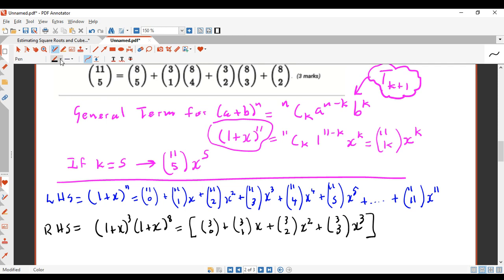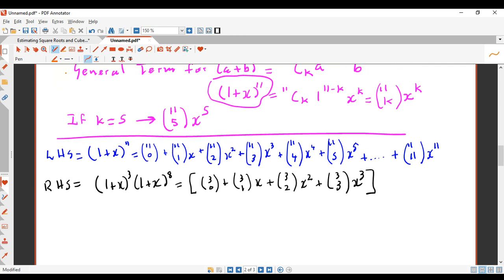Okay, now changing colours. That's the (1 plus x) cubed part. Now the (1 plus x) to the 8 part I'm going to put underneath. All right, so that's going to be multiplied by, now it's going to be 8C0. Let's use square brackets again. So now I'm doing the expansion of this.